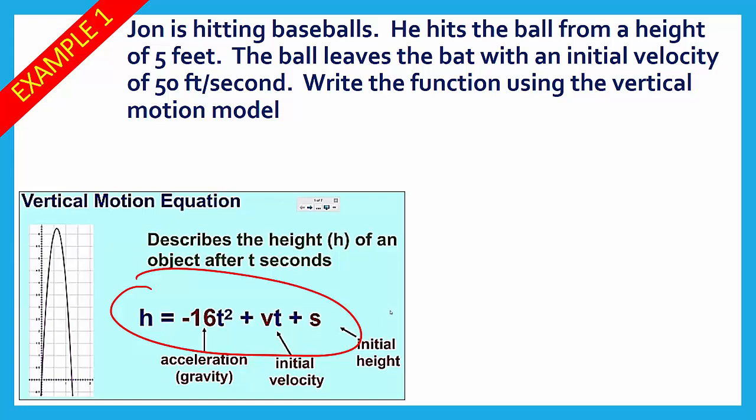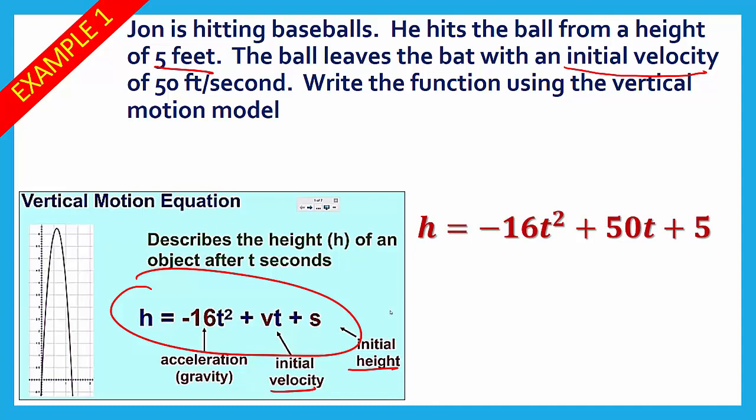But all we have to do is write a function. So all we're looking for is where gravity or acceleration is not mentioned, and initial velocity is, which is going to go in for v, and then our initial height of 5 feet is mentioned. Okay? So we just plug those in to get h equals negative 16t squared plus 50t plus 5.